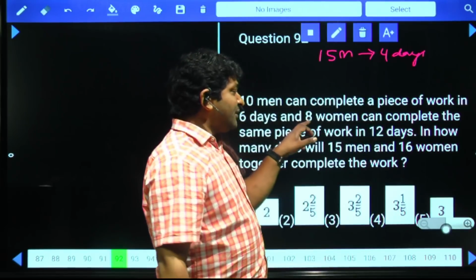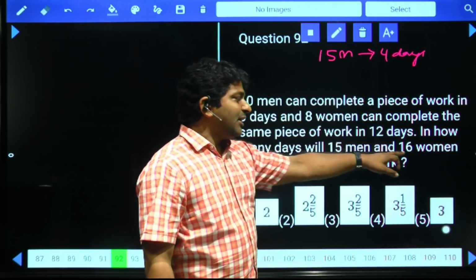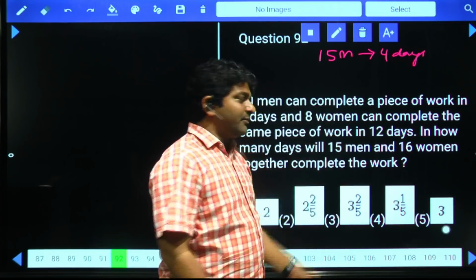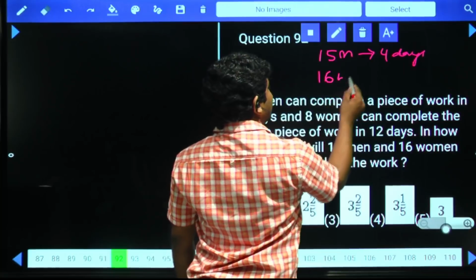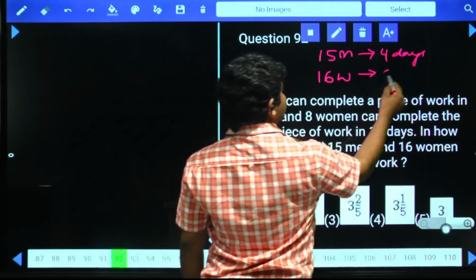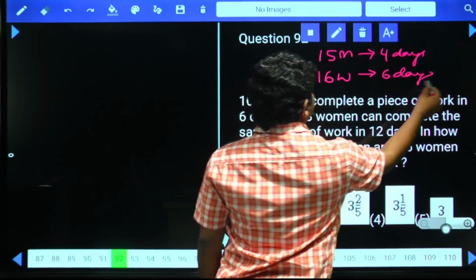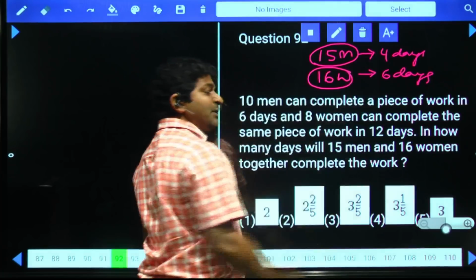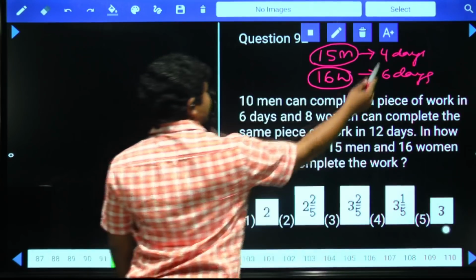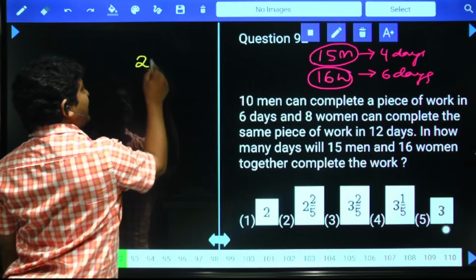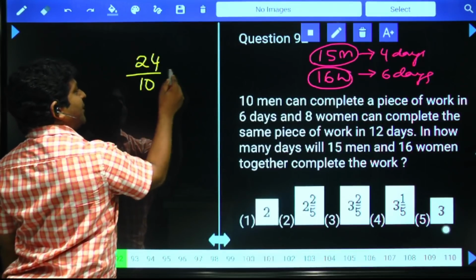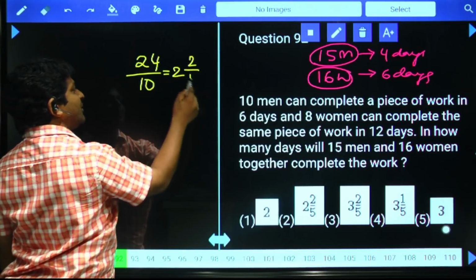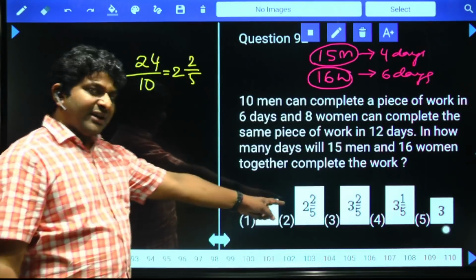Now information-wise 8 women can do it in 12 days, but here you have 16 women. If efficiency becomes double, time becomes half. 16 women can complete the same work in 6 days. Now I am treating this as A and this as B. Together they can do it in AB by A plus B. AB, in the sense 6 into 4, 24 divided by A plus B, that is equal to 10. Now 24 by 10, that is equal to 2 2/5. 2 2/5 is the direct answer, second option.